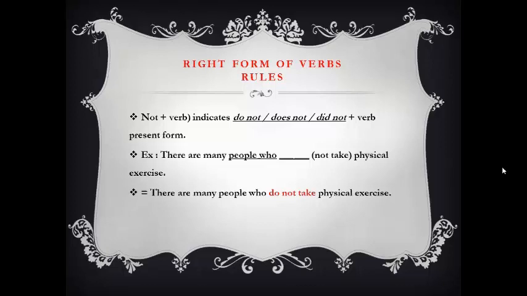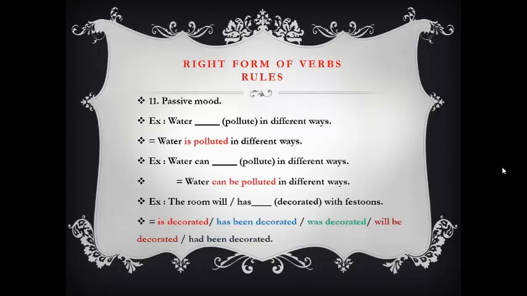Please follow the example. There are many people who not take. So the answer is do not take. Here, people is the antecedent and people is plural. So the answer will be do not take. So let's watch the next slide.